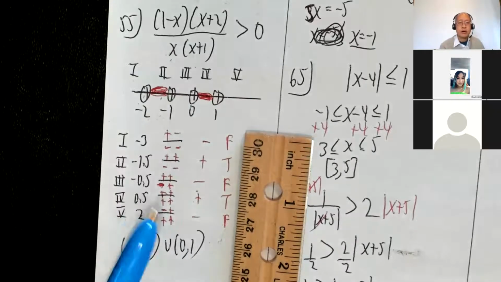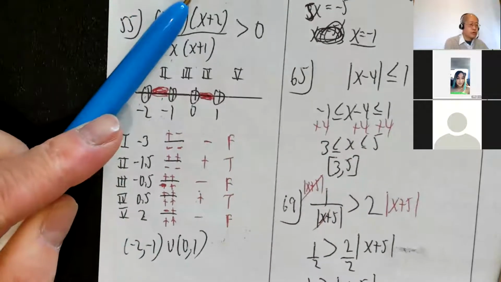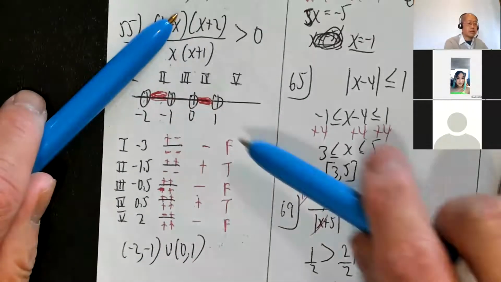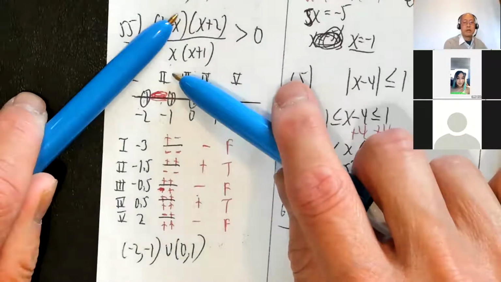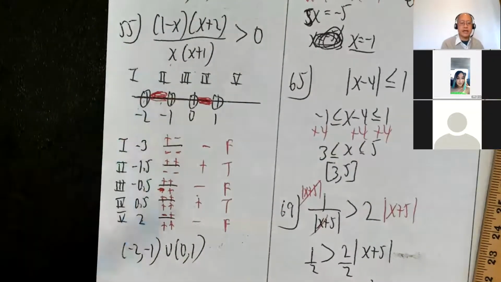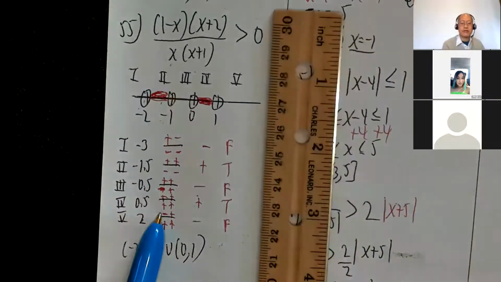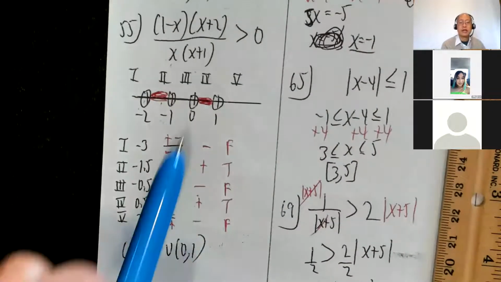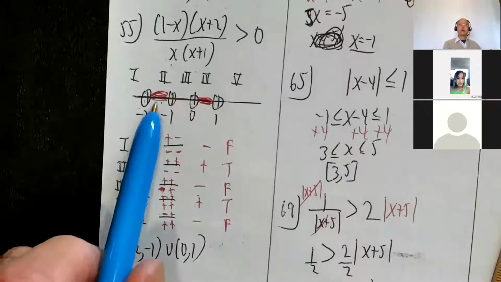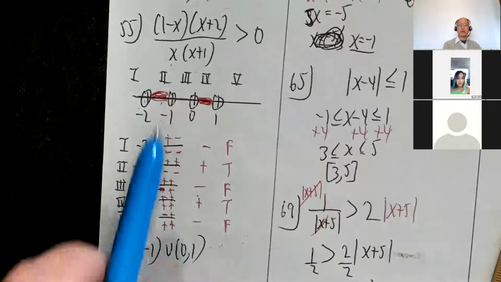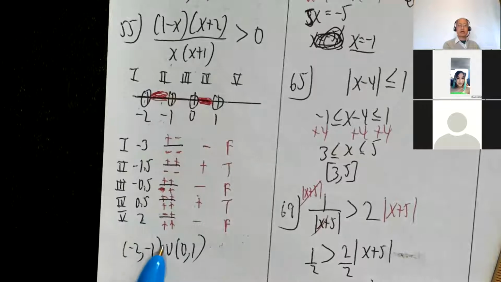Finally, region 5. If I plug in 2, here, here, and here, they're clearly positive, right? Whoops, why does the machine want to go out of focus on me once in a while? There we go. Okay, plug in 2, positive, positive, positive. But what about this? 1 minus 2, that's a negative. Negative, positive, positive, positive. So I have 1 negative. When you multiply and divide, negative. Negative greater than 0, false. So my only true regions are right here. So my final answer is, they're all parentheses, negative 2, negative 1, parentheses, union 0, 1.